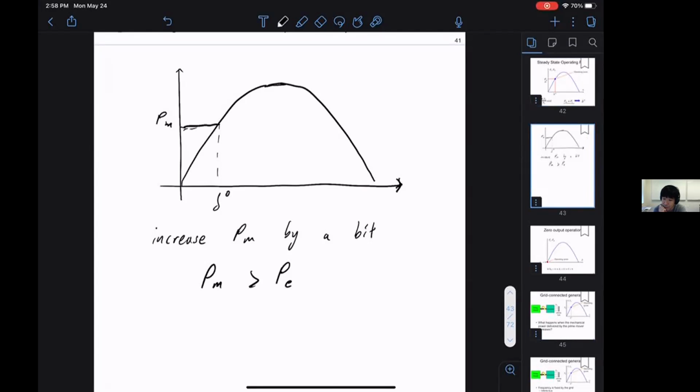Would EF increase slightly? Let's say EF is not increasing. Let's say EF is determined by the current, by the exciter current, and we're not increasing that. Or EF is already at its maximum.